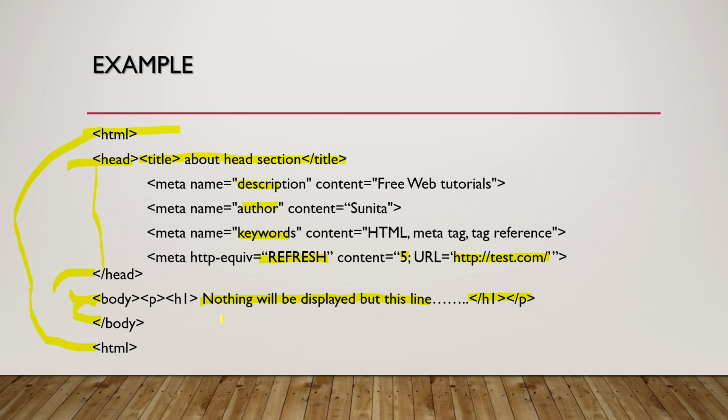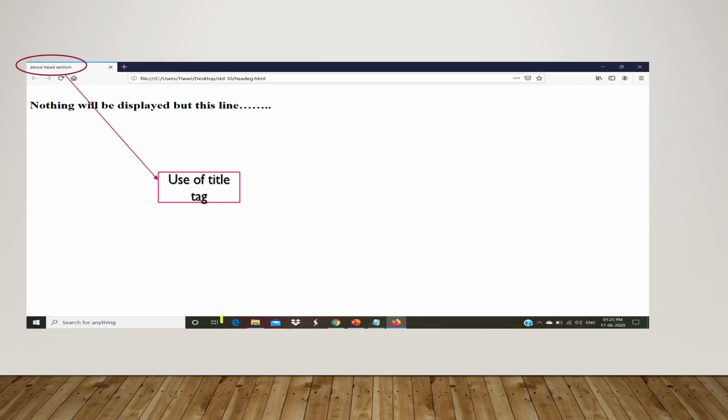Now let's see the output of this one. So here we are with the output. Whatever we have written in the meta tags is not displayed in the web page. Only at the top, in the title bar of your browser, you can see the head section. This is the thing which we have written in our title tag. So this is the use of the title tag, which is shown as the title of your web page in the title bar of the browser.